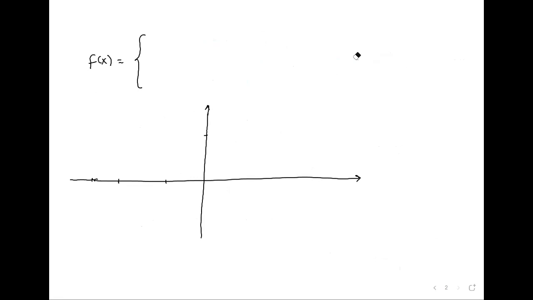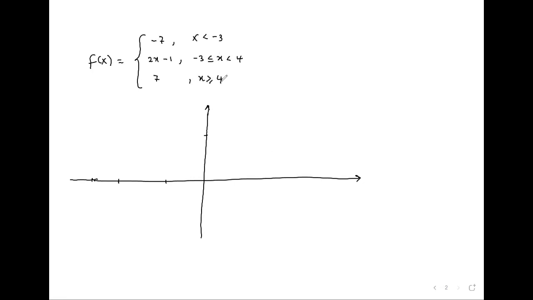So we have negative 7 when x is less than negative 3, and we have 2x minus 1 when negative 3 is less than or equal to x, which is less than 4. We have positive 7 when x is greater than or equal to 4.